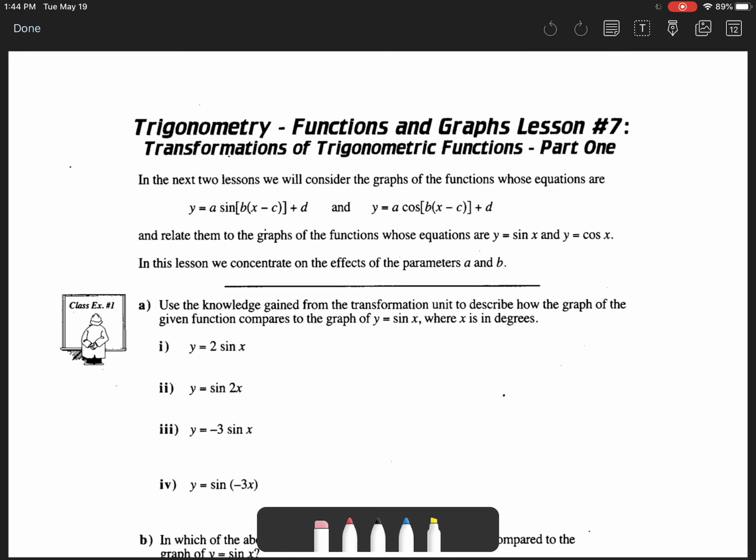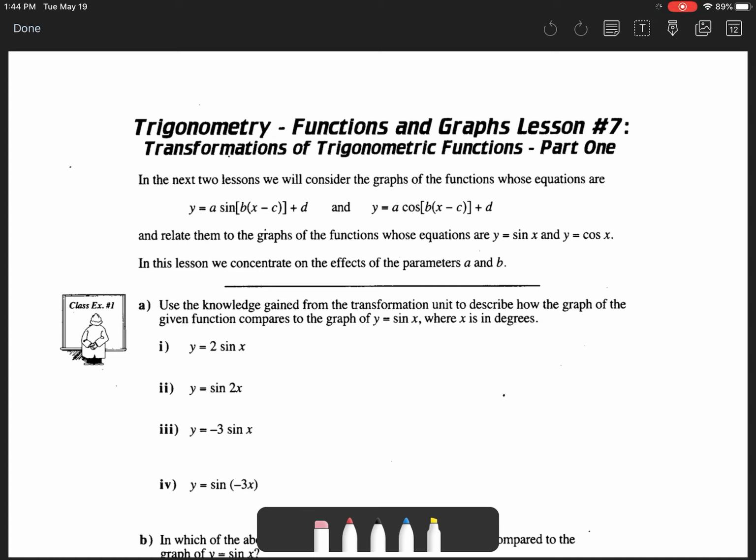Now you're going to see transformations of trig functions, primarily on the graphs of sine and cosine, which we have studied and taken a look at their basic shapes the last couple of days. And there will also be some on tangent eventually, but we're going to focus on sine and cosine for the majority of our questions.